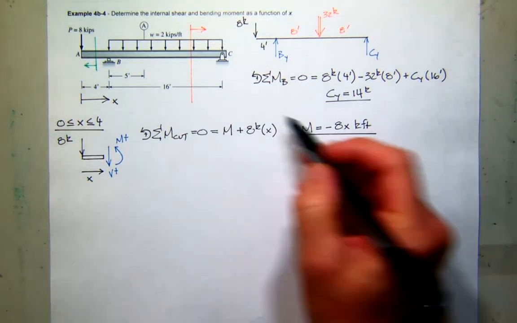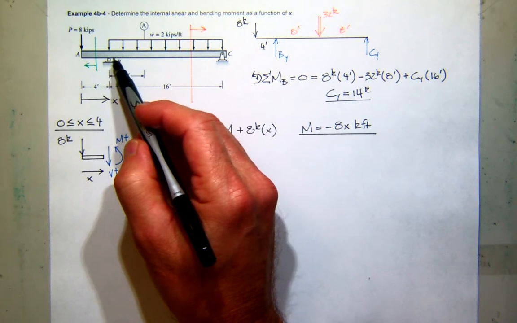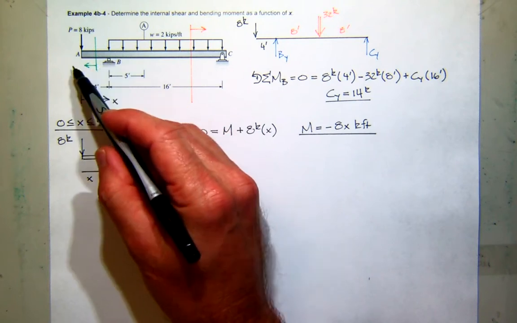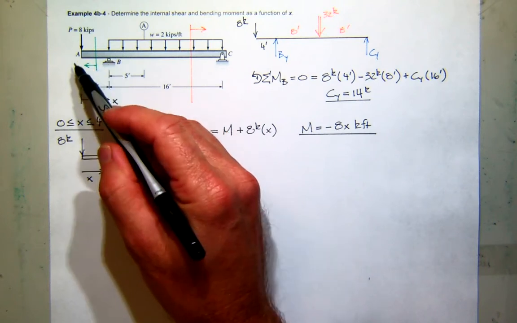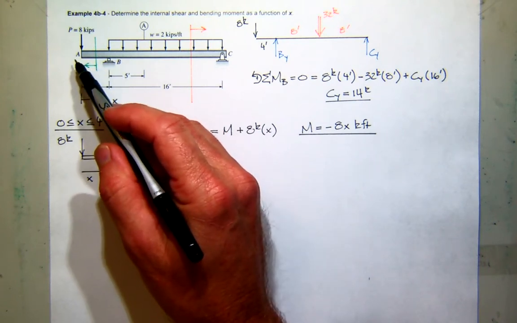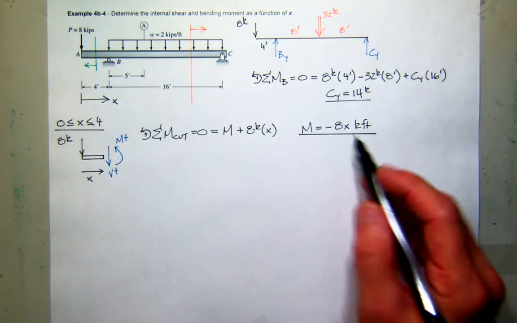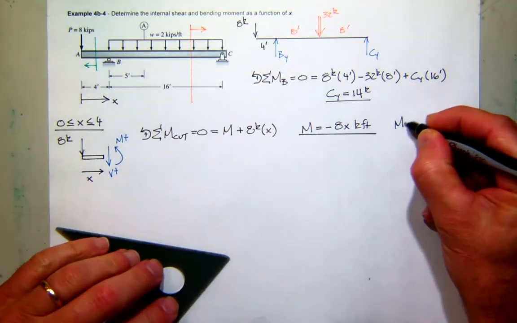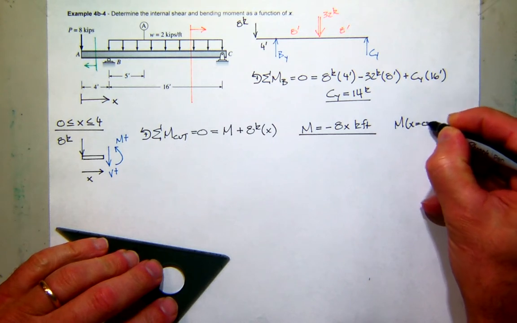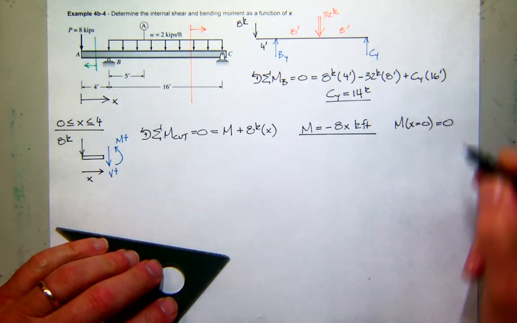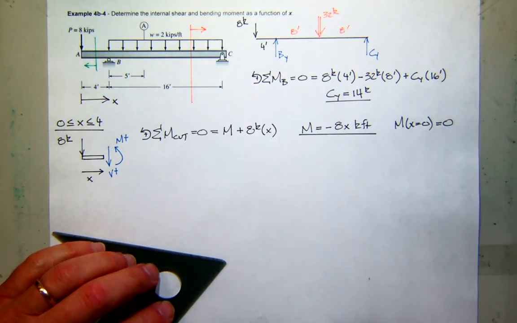Can I check that moment anywhere in this 0 to 4 foot range? What's the moment at the free end? 0. So if I put in x equals 0, I should get 0. And hey, it works. So I do know that the moment at x equals 0 should be 0, and my equation gives me that, so I'm feeling pretty good about that part of it.